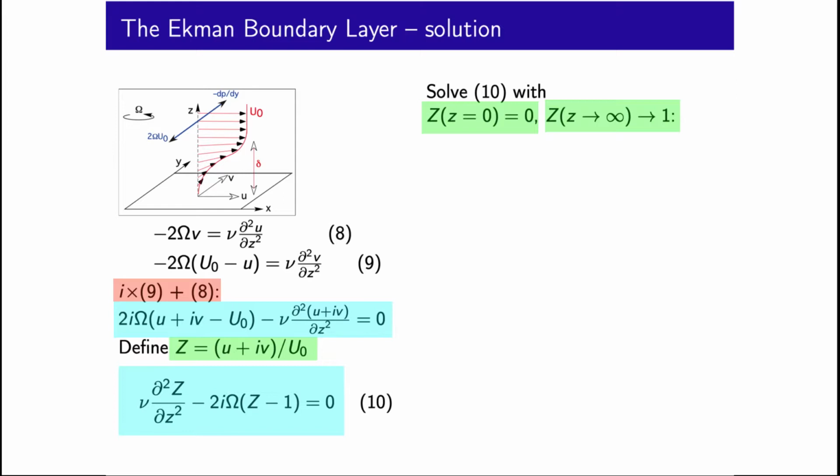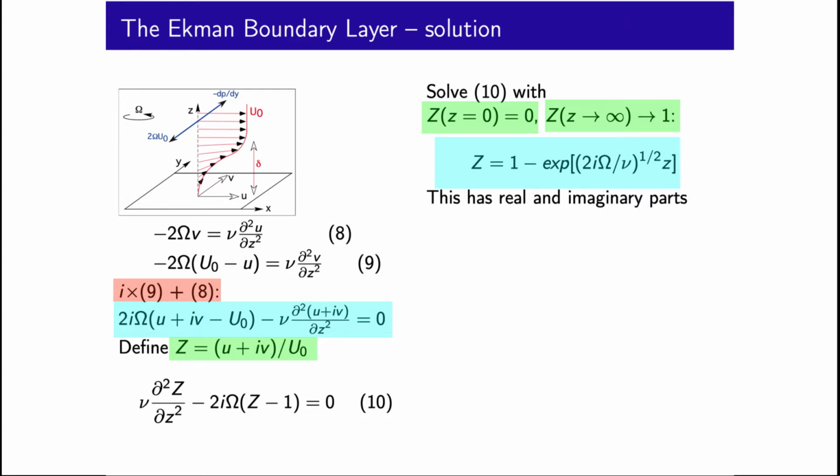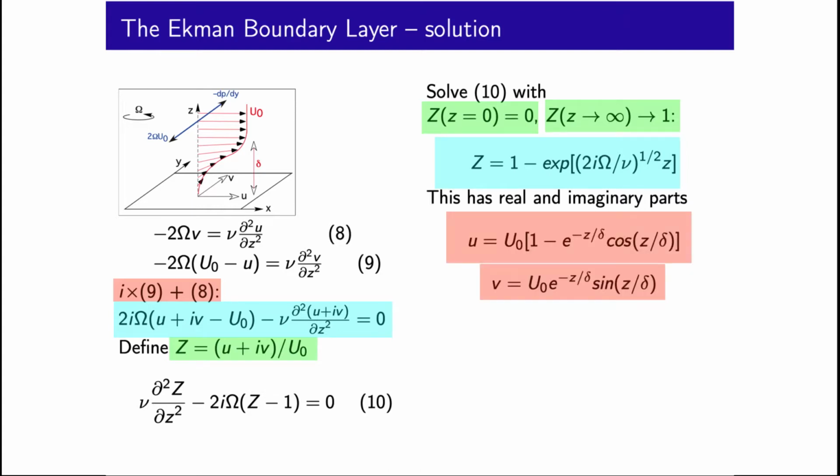The solution is big Z equals 1 minus the exponential of the square root of 2i omega on viscosity times little z. This solution has both real and imaginary parts, which can be separated and rearranged for u and v, where we have made the substitution for delta as the square root of viscosity on omega. These equations describe the flow within the viscous boundary layer, which has a thickness scale of delta.